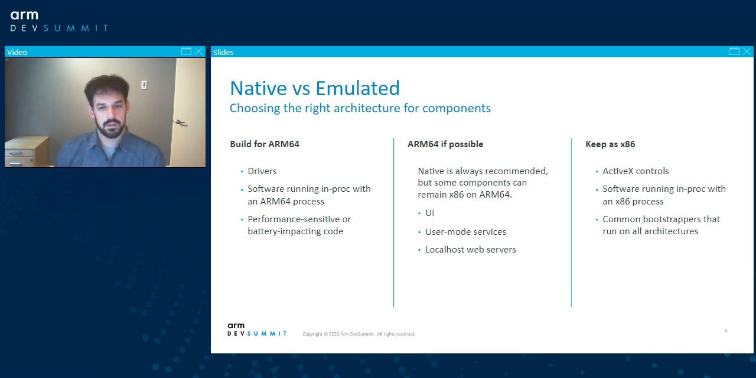But in the middle, you have a choice. We always recommend running natively, but it's not all or nothing. So long as you haven't put a lot of heavy CPU loads into the UI, you could leave the UI as x86. There's nothing wrong, for example, with having an x86 UI and an ARM64 driver. After all, that's what OpenVPN does today, and that works very well.